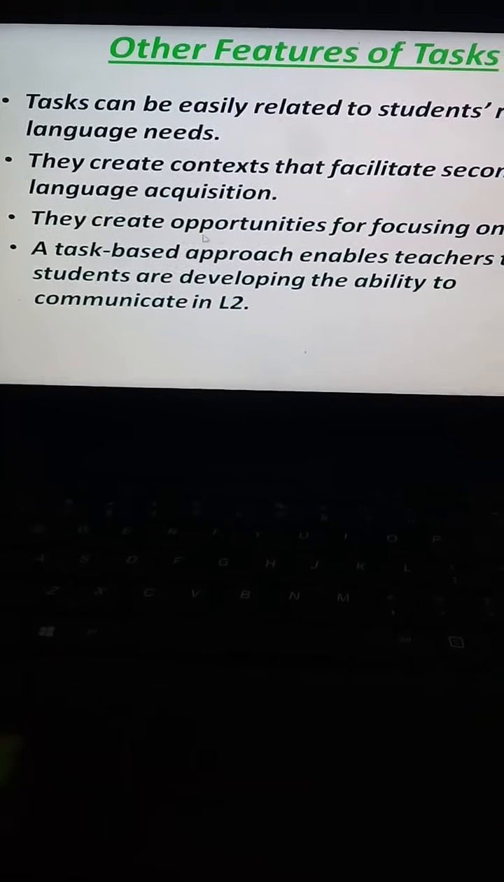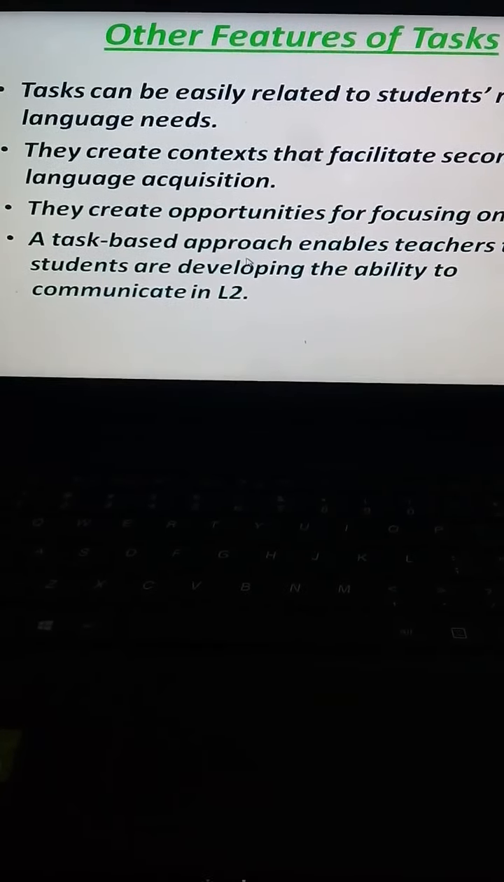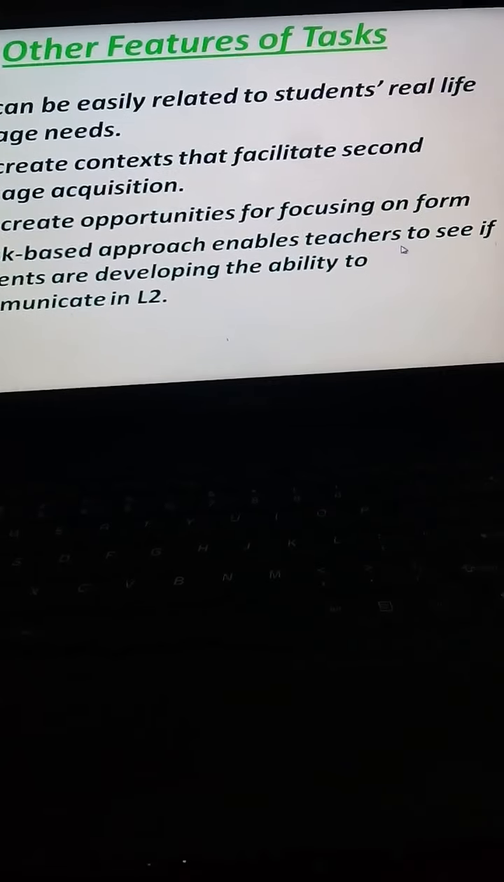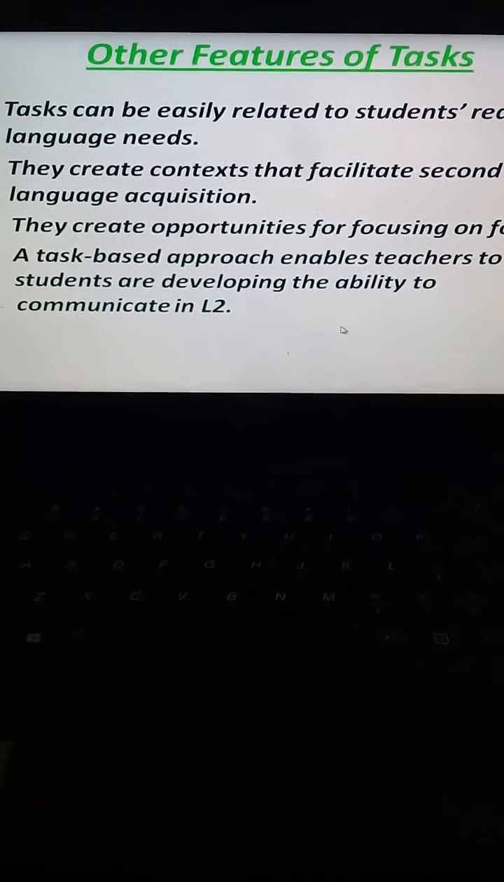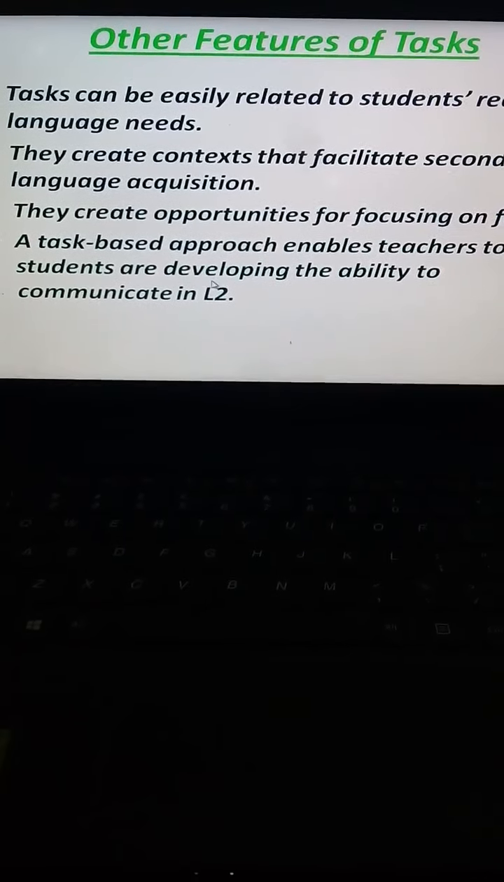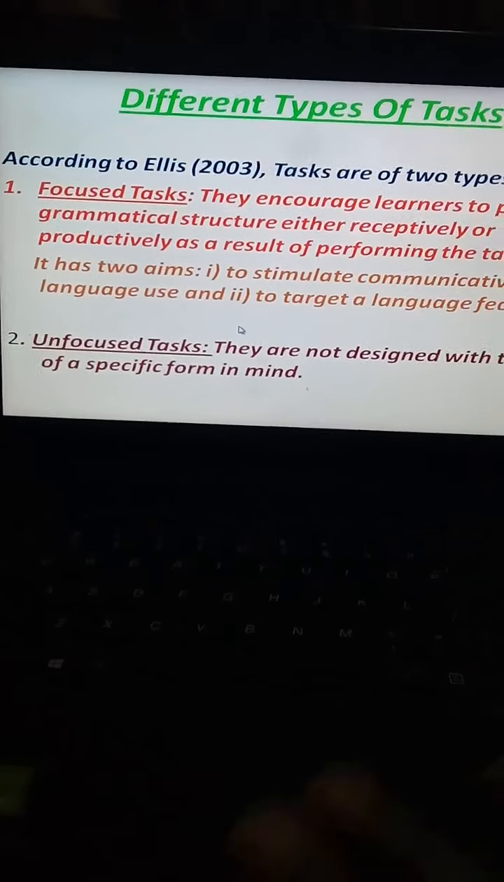They create opportunities for focusing on form. A task-based approach enables teachers to see if the students are developing the ability to communicate in second language. L2 means second language. Okay.